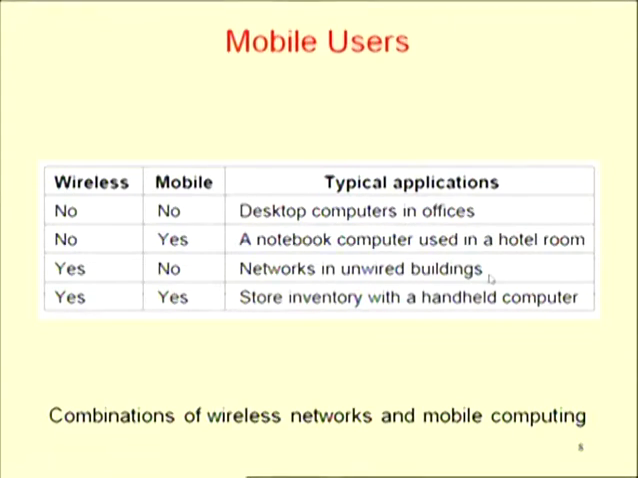Networks in an unwired building. Okay, if your office does not have wiring done for all the nodes, then in that case it's an example of wireless network access. Store inventory with a handheld computer. Okay, if you have a very large store with so many things spread throughout different places in the store, and you are using a handheld device for keeping the inventory, it's a very good example of wireless computing as well as mobile computing.